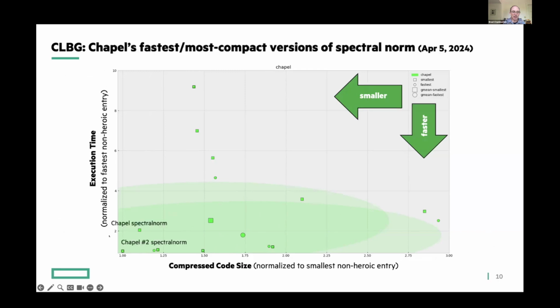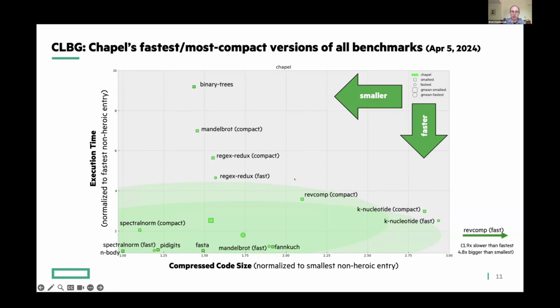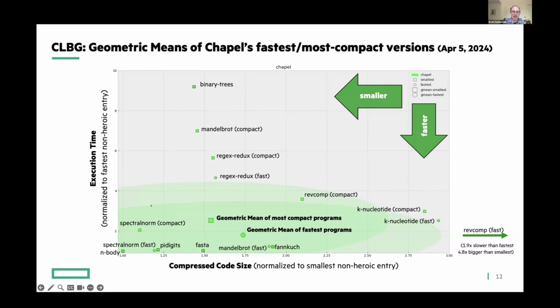And we can look for the two spots corresponding to those spectral norm versions I was showing you. So here's the one that was 1.2 the code size, but equal in speed. And here's the one that was twice as slow, but 1.1 the code size, right? And we can go through all of these and label which benchmarks each of these is, which is the most compact, which is the fastest. Sometimes they're one and the same, and get a sense of where Chapel entries live in this space relative to the other entries. And then we can take the geometric means, and these halos here are the standard deviations of those fastest entries, to get a summary, essentially, of where all of our most compact programs fall, and here's where our fastest programs all fall.